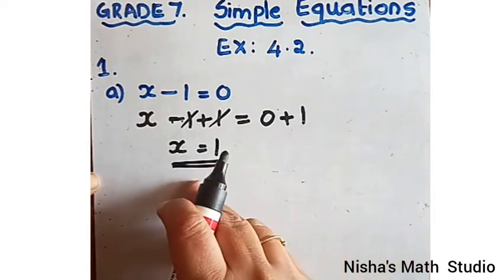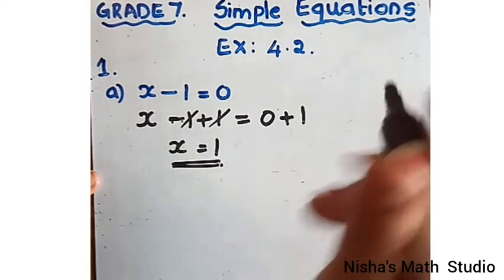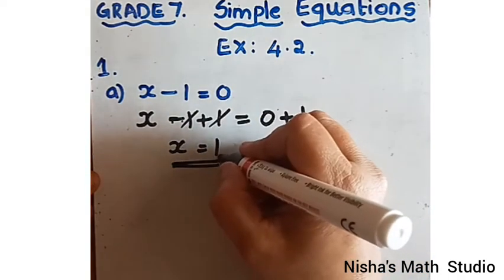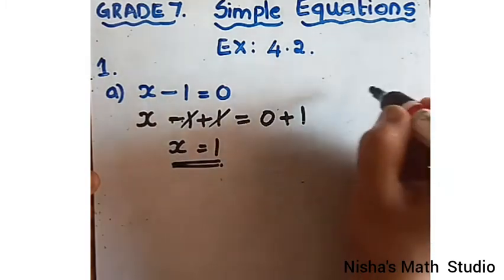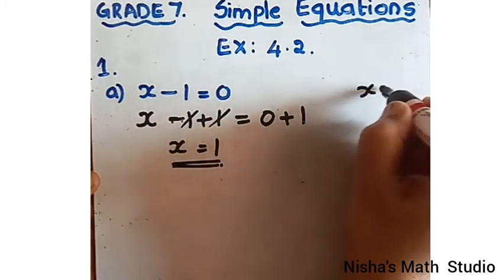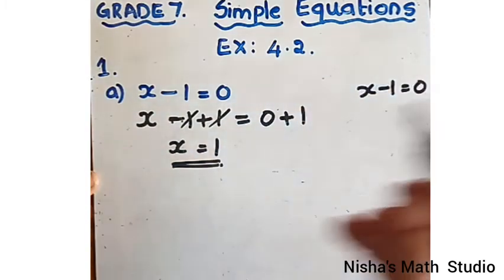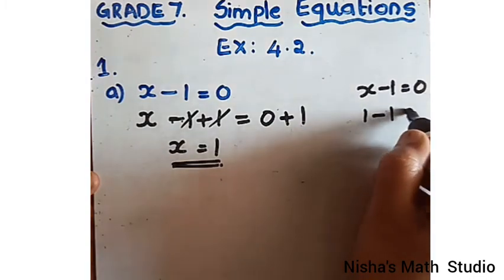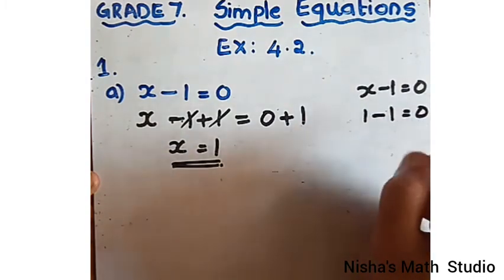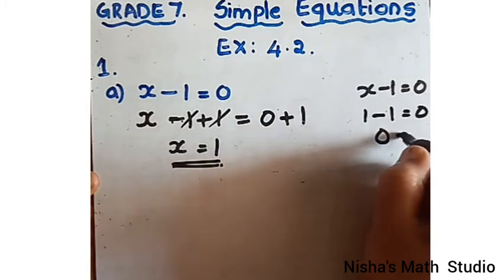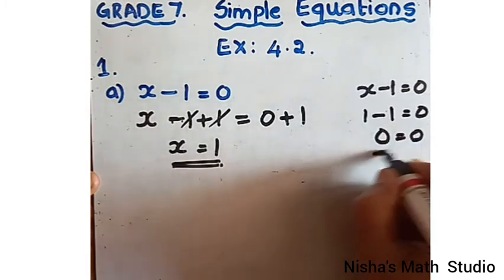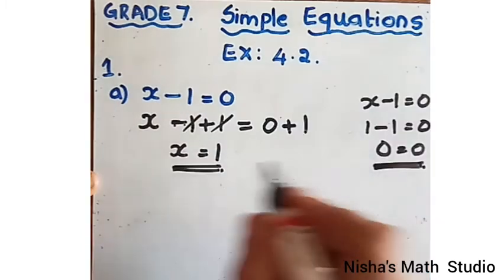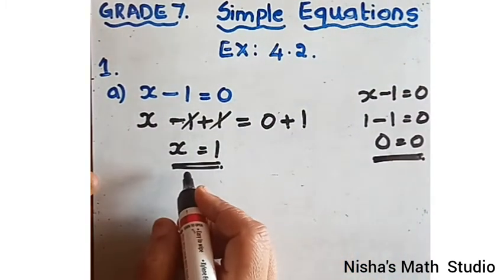How do I check whether my answer is correct or not? You can substitute the value of x in the given equation. That is, you had x minus 1 is equal to 0. What is the value of x we have got? 1. 1 minus 1 is equal to 0. Is 1 minus 1 0? Yes. So, 0 is equal to 0. The left hand side is equal to the right hand side. So, this answer was correct.